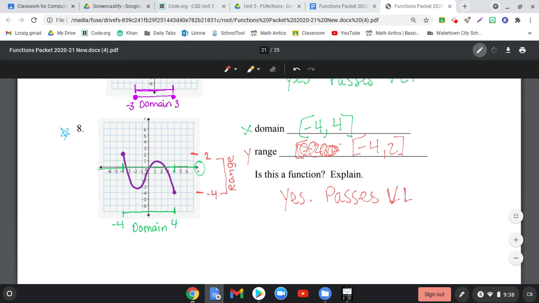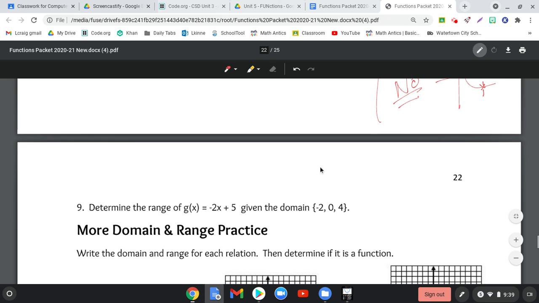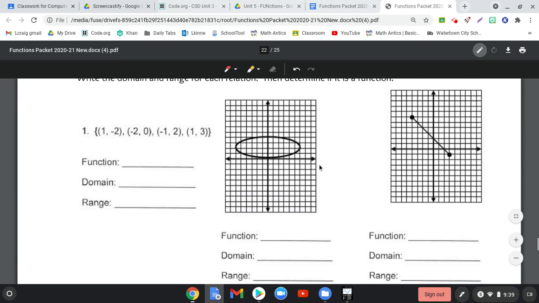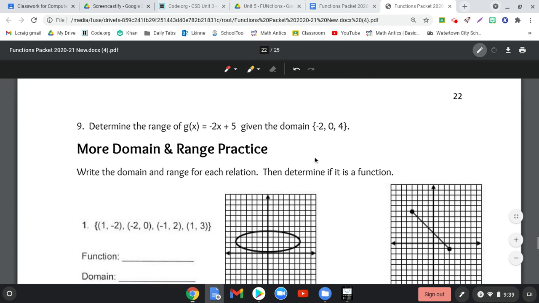An example of it not passing would be something like this. If you have a graph and you have something like that, then it would cross twice, so it wouldn't be a function because it would have 2 y's. All right, I'm going to pause there with this first video. Again, I'm going to post a second video going over these same things. Well, let's just continue. That way you don't have 2 videos to watch.